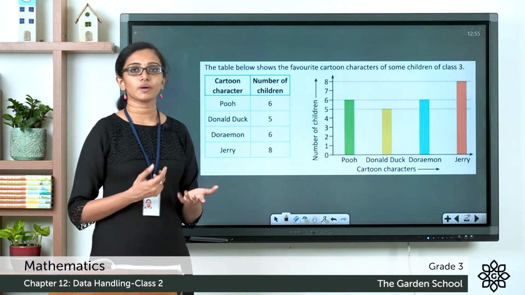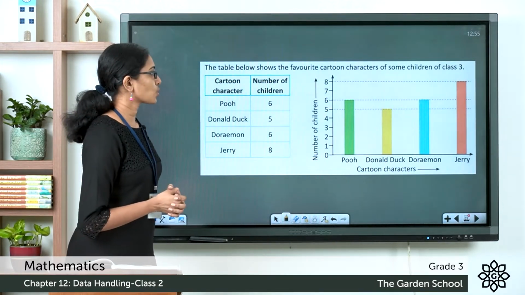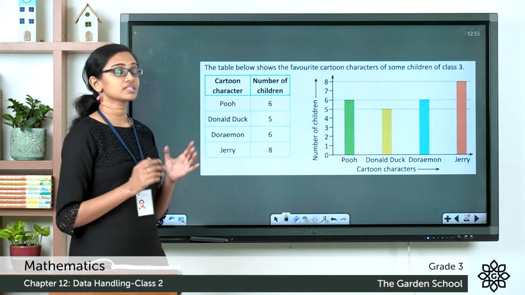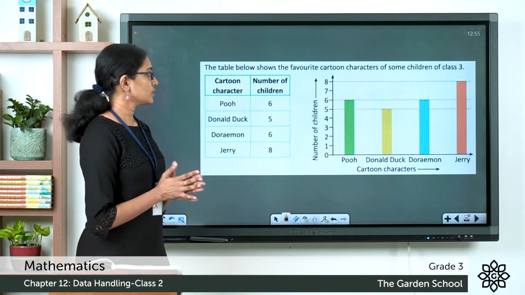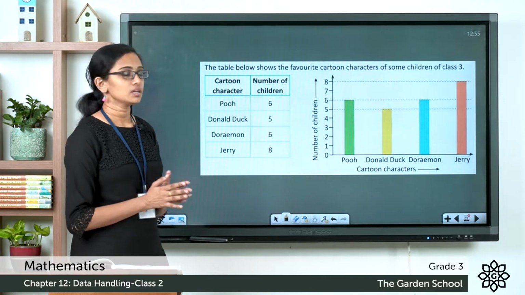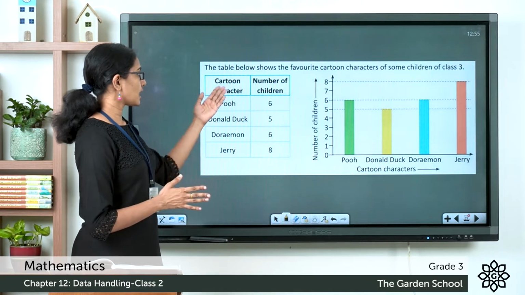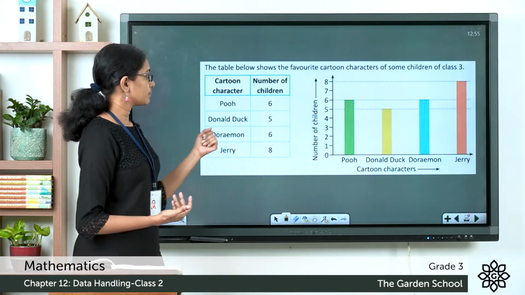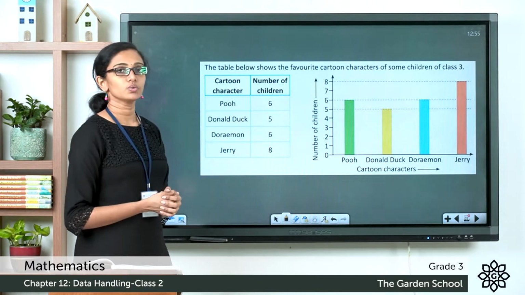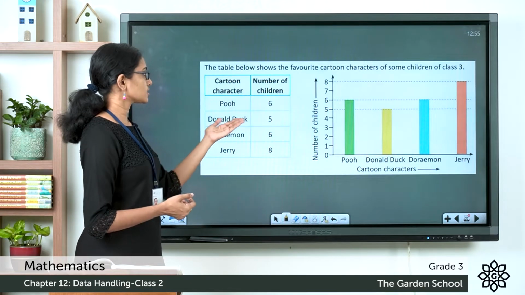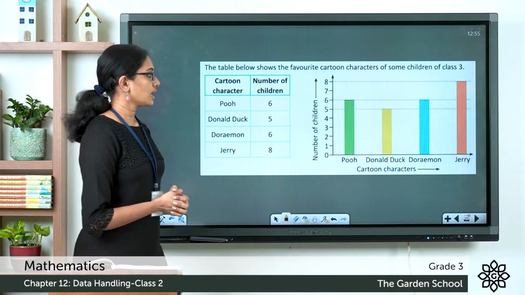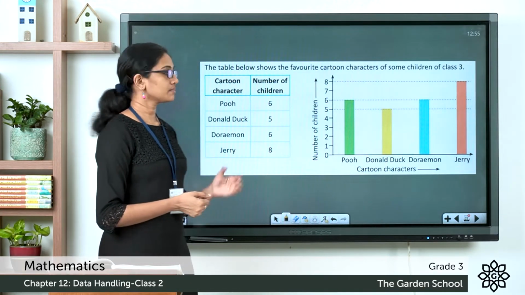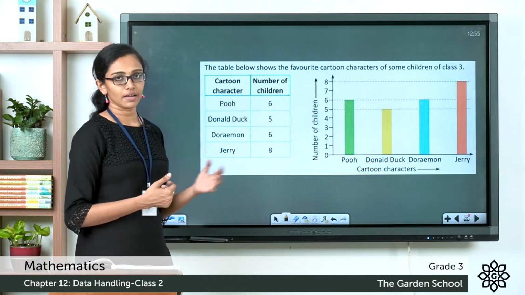Let's see one example from your textbook. The table below shows the favorite cartoon characters of some children of class 3. So here you can see a table and it has labels, cartoon character, wherein the favorite cartoon characters are labeled. The number of children who like each character is also shown within the table. And there is a bar graph given here based on the table. So let's have a look at it.